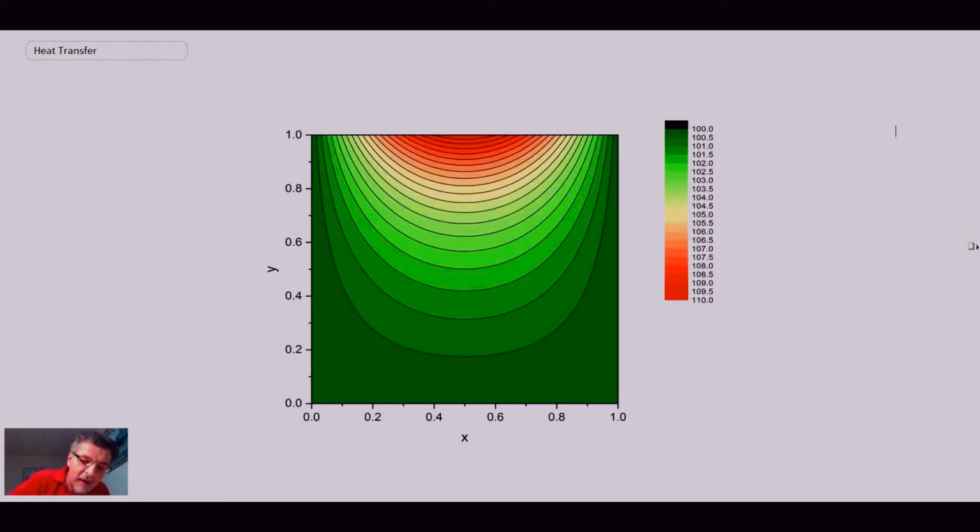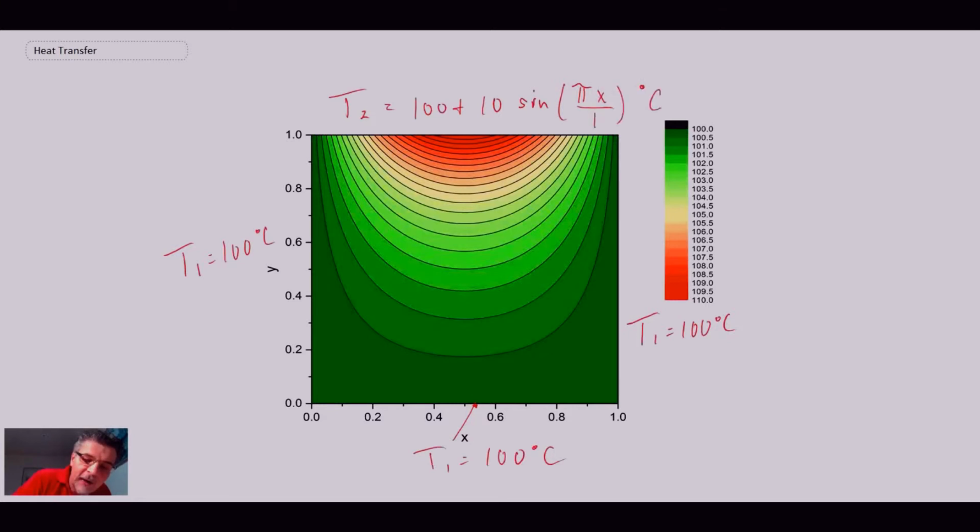If you recall, we said that this side of the plate was T1, 100 degrees C. Sorry, it's kind of hard to read that. Let me move that a little bit. We said that the lower surface here was also T1, 100 degrees C. And then up at the top here, this is where we had that sine distribution. T2 was 100 plus 10 sine. And I've assumed the dimensions of this are 1 unit, whatever the unit might be. I guess it would be meters with what we're doing here.